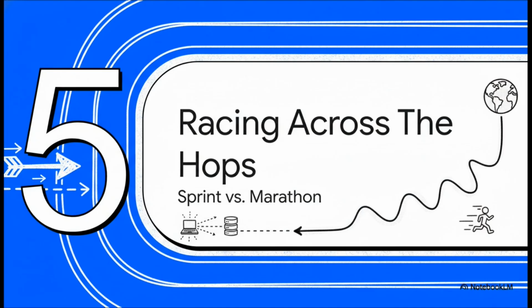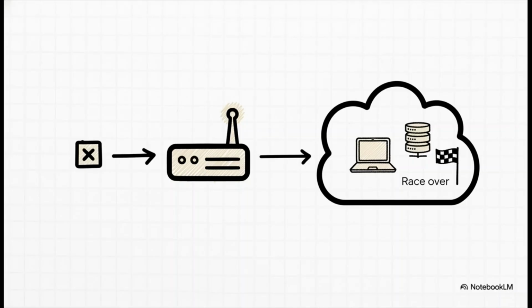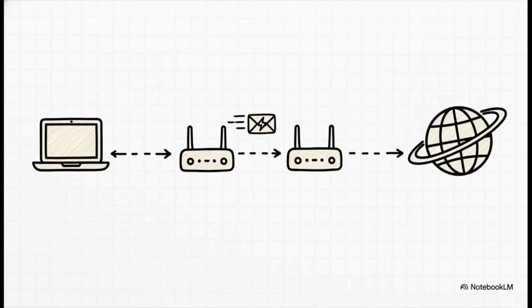From a quick sprint across the room to a full-blown global marathon. So in the simplest case, our router gets the packet, looks at its map, and realizes, hey, the finish line is on a network that I'm already connected to. This is a one-hop sprint. It just makes the final envelope and hands the packet directly to the recipient. Easy. Race over. But as you can imagine, most of the time it's a much longer race.